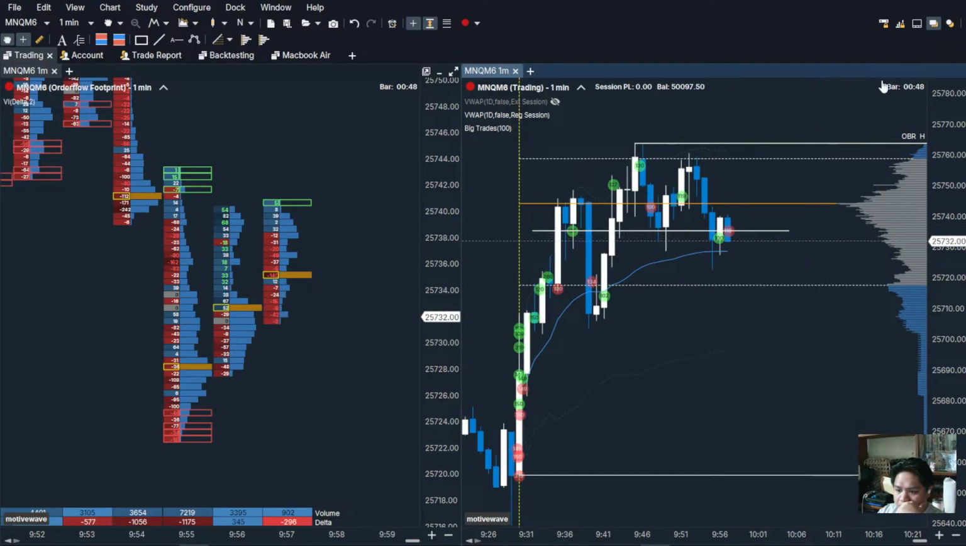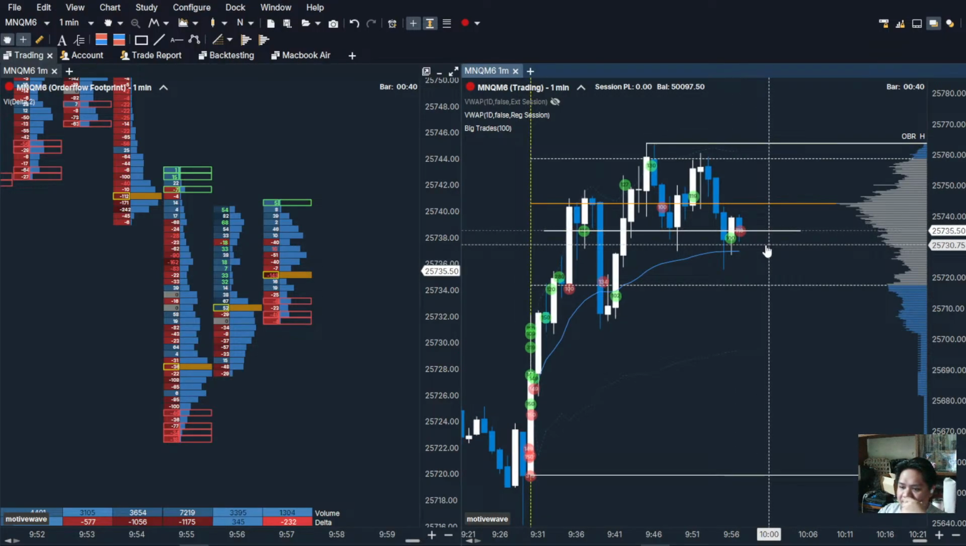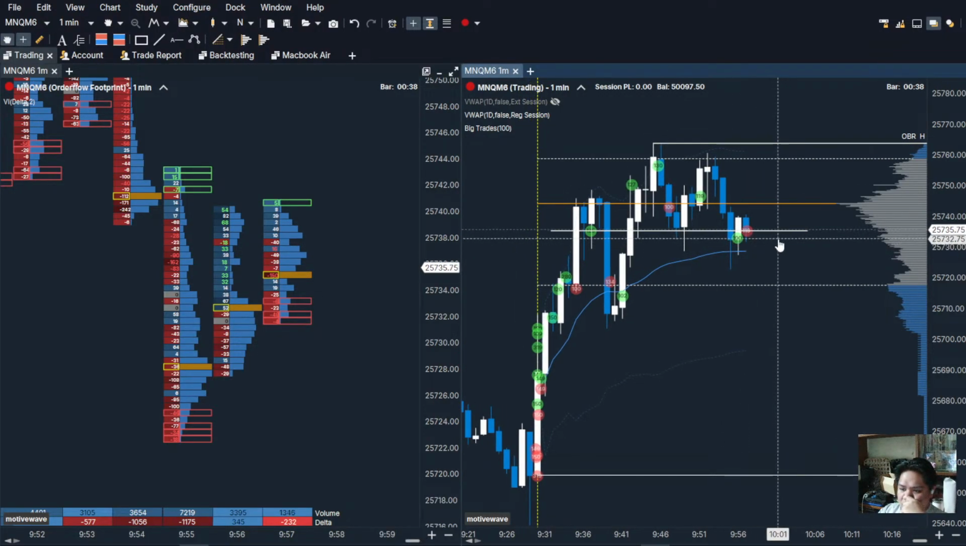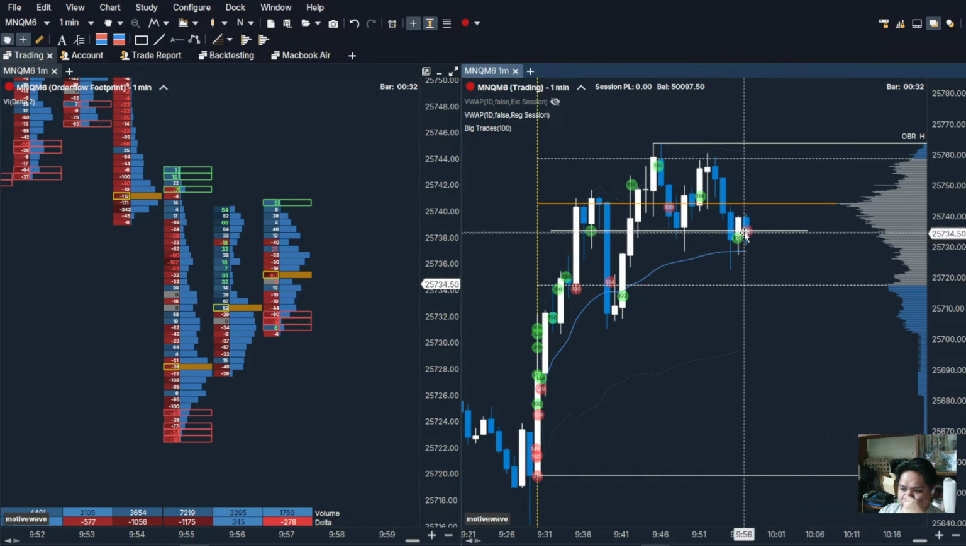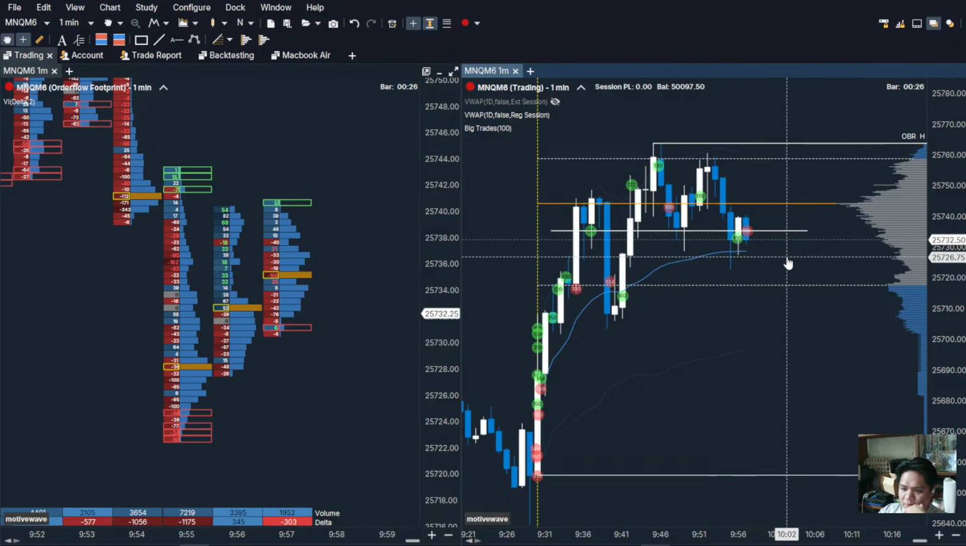Seller stepped in. Seller stepped in. Got stuck again. We're looking for sells. Can we push below that? That's the question. Can we push below that, all the way to VWAP? Push below VWAP.